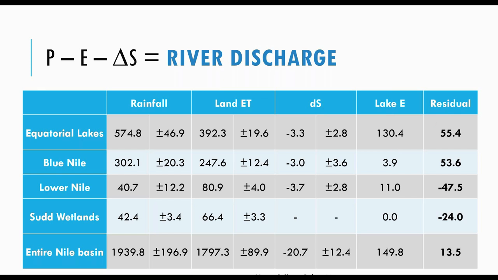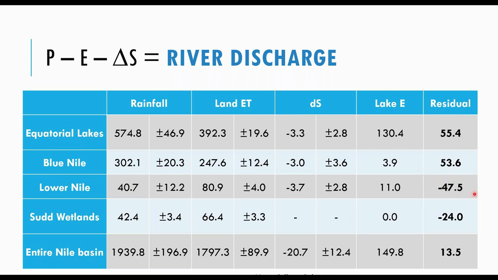And what we see here, in, again, all data in billion cubic meters per year, is that for the equatorial lakes, it's a very wet area with a lot of evapotranspiration, and we end up with this residual of 55 billion cubic meters per year, which is what we think the flow should be coming out of the equatorial lakes region. Blue Nile, around the same order.